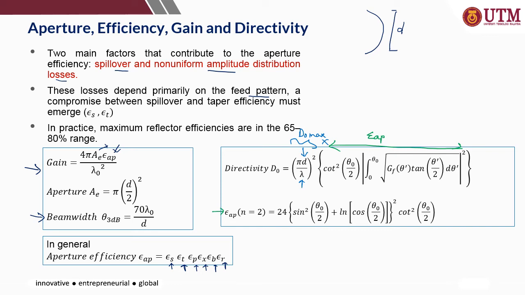is given by this equation, where it is dependent on the subtended angle. The subtended angle theta naught can be calculated by using the equation from earlier slides. If the antenna has 100% efficiency, then epsilon AP equals 1. Otherwise, the system will state the efficiency dependent on the other efficiencies, as for example the spillover, the taper, and etc.